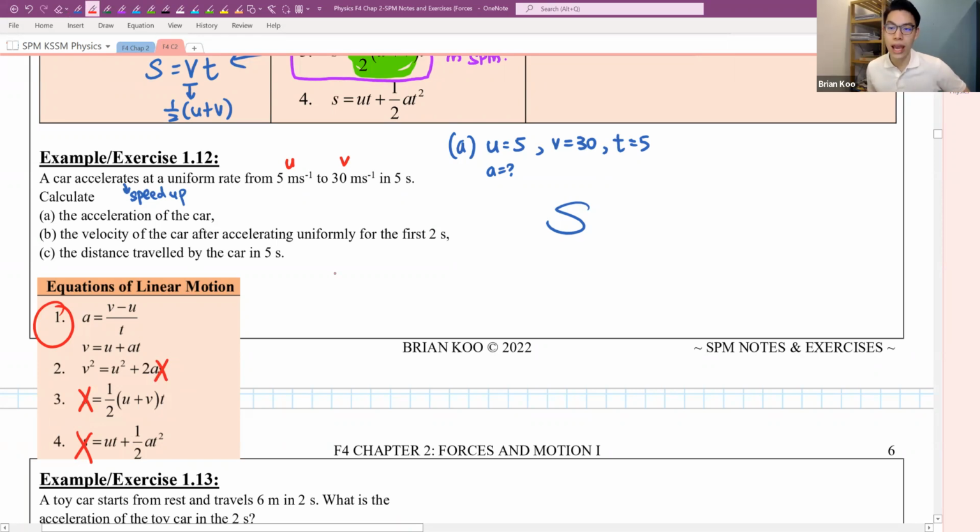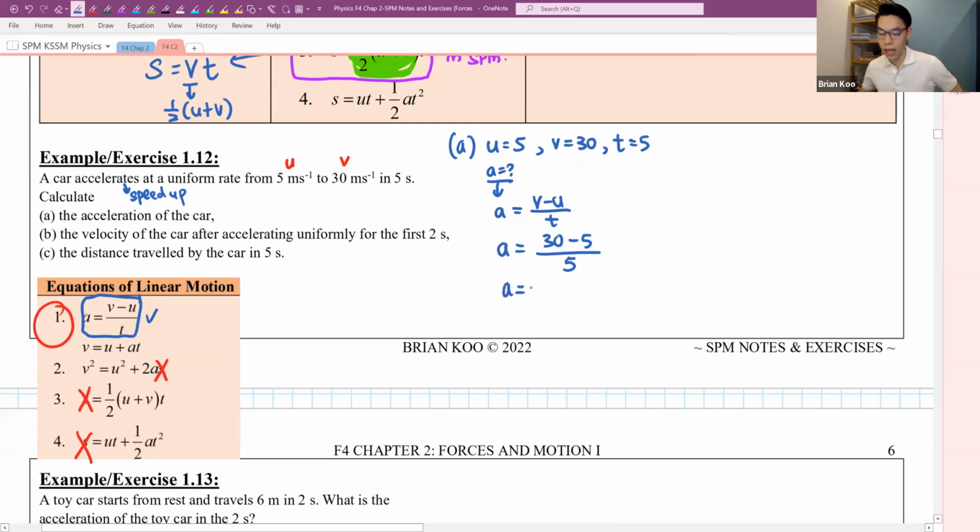You cross out all the ones that got S, which formula to use? Number 1. Number 1 has 2 versions. You either use this one or this one. I think I'm going to use the first one because that one can help me to find A straight away. So I write down the formula that I'm using. V is 30. You use the second one also can, V equals to U plus AT also can. But I think that one a bit longer because you have to move things around. A equals to V minus U over T. Straight away can get the A already.